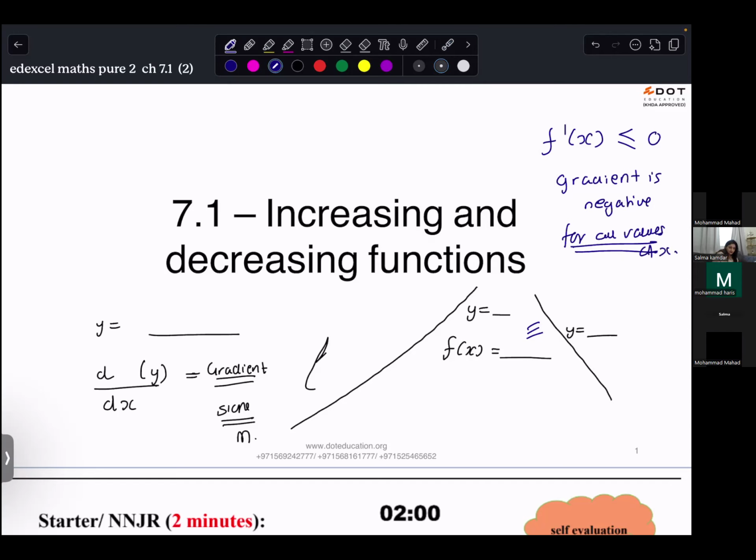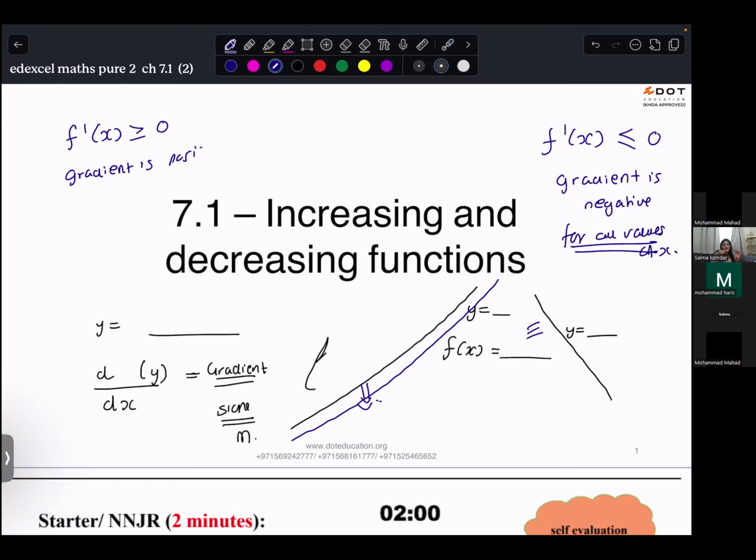Can you say something for me over here? What will I say for this function? You would say that f dash x is going to be greater than or equal to 0. So the gradient is positive for all values of x.